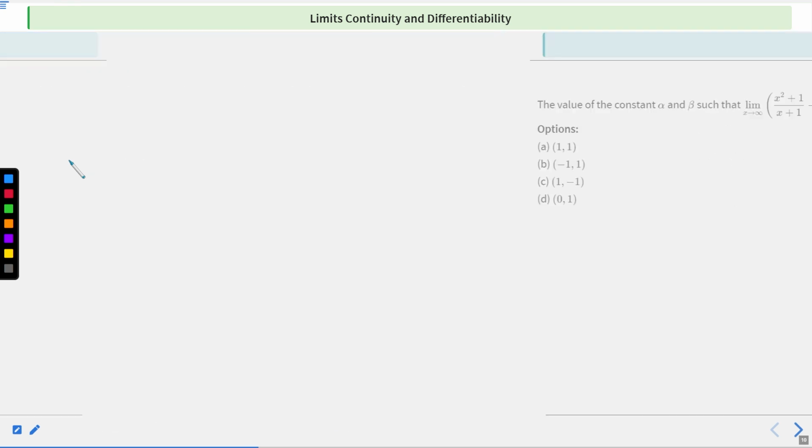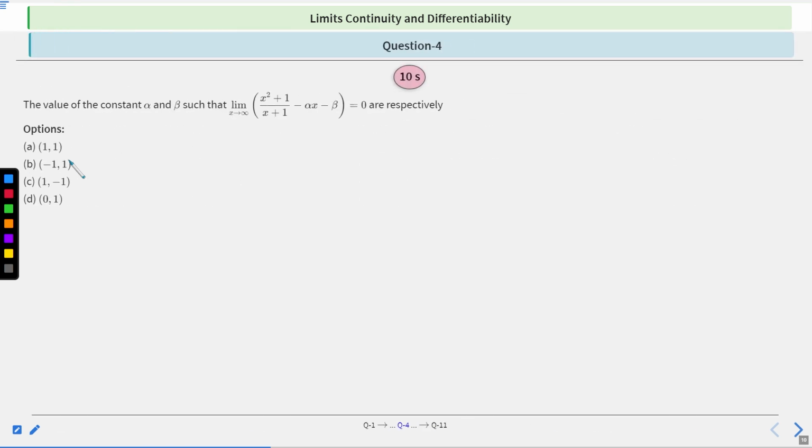Let's move to the next question, which says the values of constants alpha and beta such that the limit as x tends to infinity of (x squared plus 1) upon (x plus 1) minus alpha x minus beta is equal to 0 are respectively. So you have 10 seconds to solve this question. After 10 seconds, we will discuss the solution.